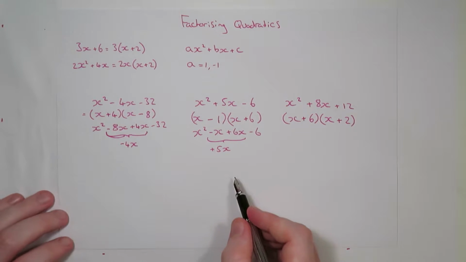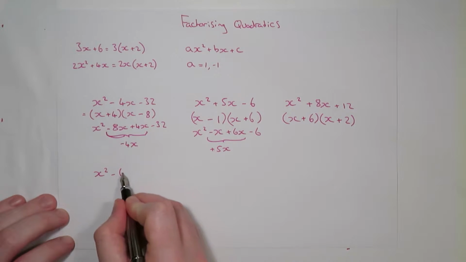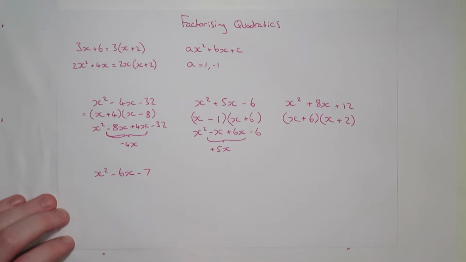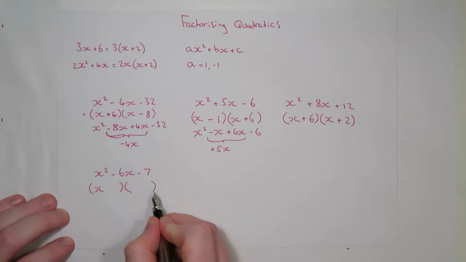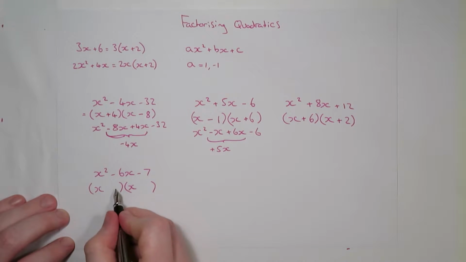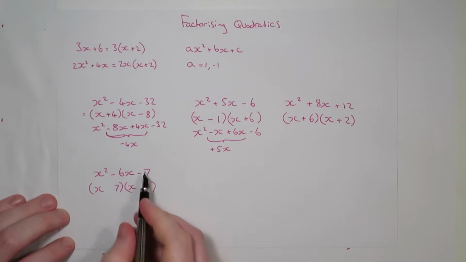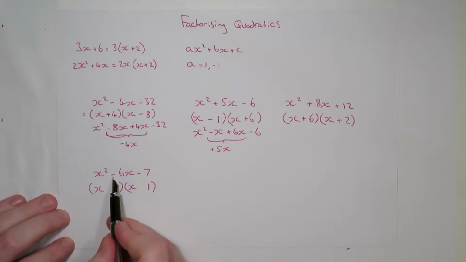Let's have a look at another couple of examples. x squared minus 6x minus 7. Okay, well, same thing, two brackets. Factors of 7. 7 is prime, so quite easy, just 1 and 7. The 7 is negative, so one of these has to be negative and the other one will be positive. This middle term here is negative 6, so the biggest number here will be the negative one.